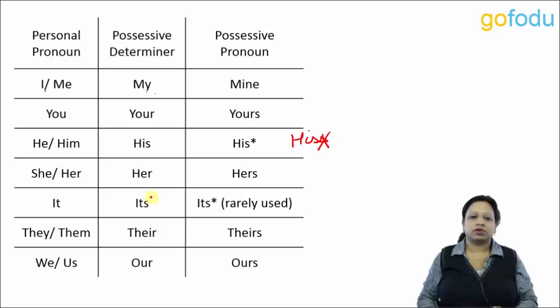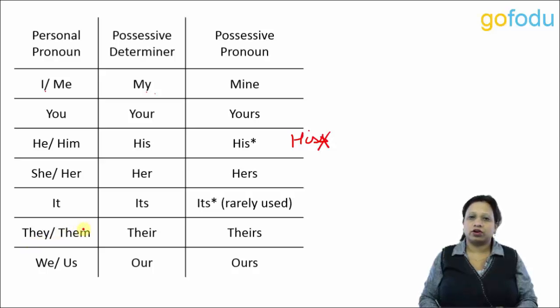Now, it becomes its and its. Now, in possessive case, its is very rarely used. It's not very commonly used. And in personal pronoun and possessive determiner, it's used very commonly. For example, it is a good season right now, or it is a good climate. It is a good almirah. Then I like its dress. I like its color. All right.